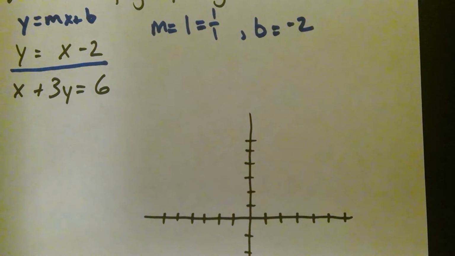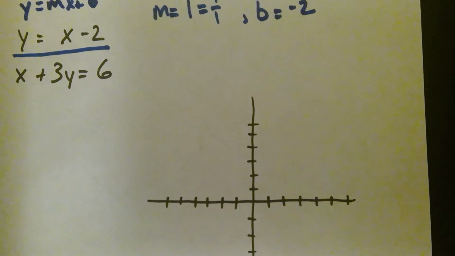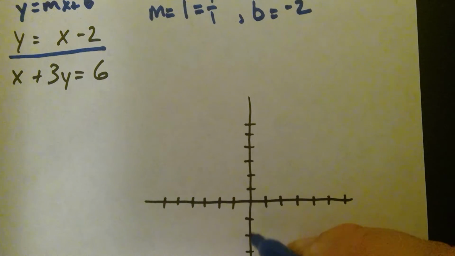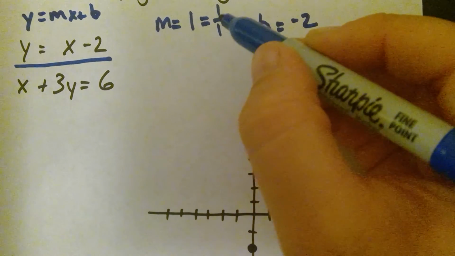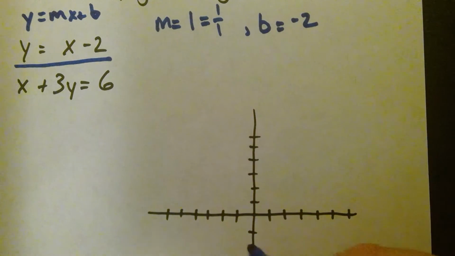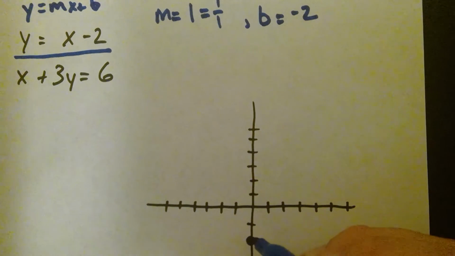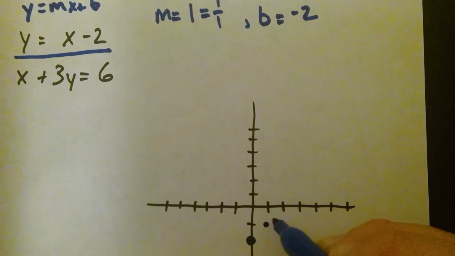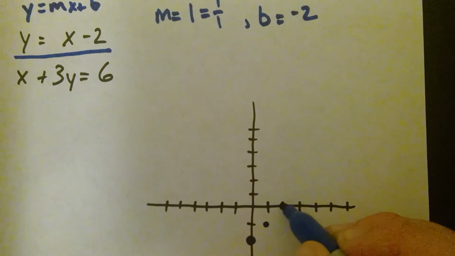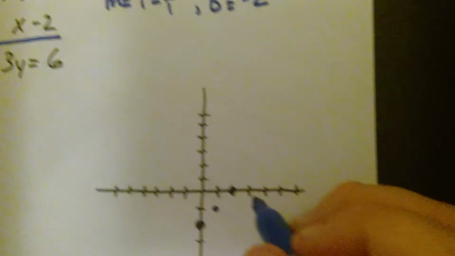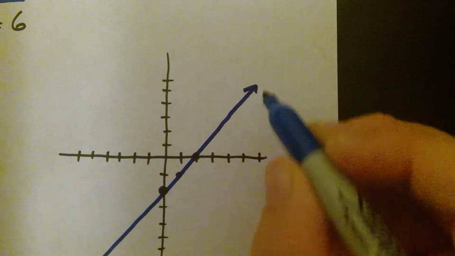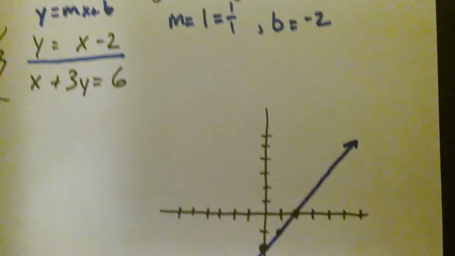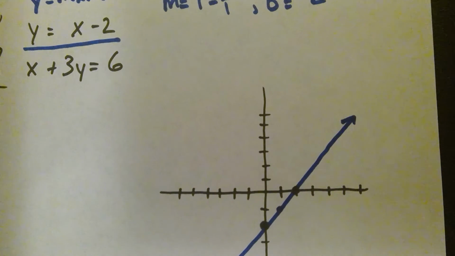So let's graph that here. We'll start with our y-intercept, so b is -2. Then our slope tells us to go up 1 and over 1, so up 1 and then right 1, because we're positive here. I'll just do it again: up 1, right 1. There we go. We got our first line here in blue. That's the line y equals x minus 2.